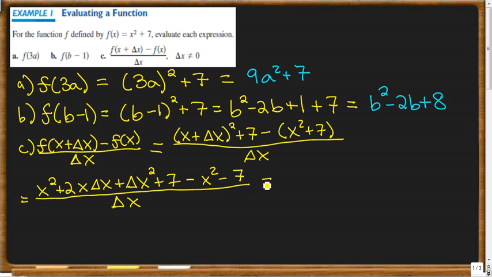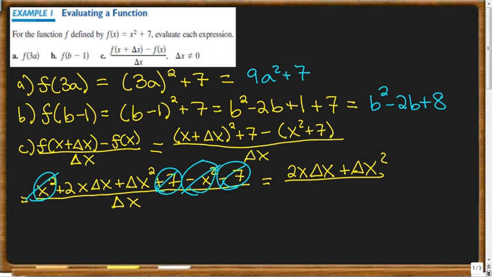We should simplify this here. We see that we've got an x squared and a negative x squared, so those cancel. We have a positive 7 and a negative 7, those cancel. And so we are left here with 2x delta x plus delta x squared divided by delta x. We have a delta x in each term, so this cancels, and that cancels. And so what we are going to be left with, after all, is 2x plus delta x.